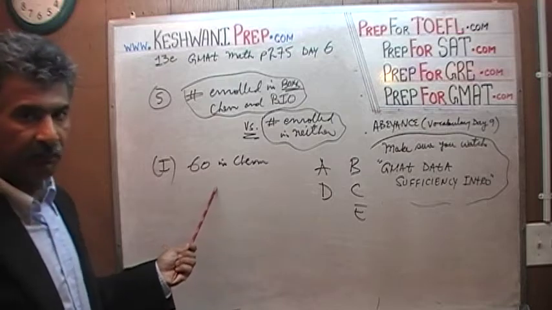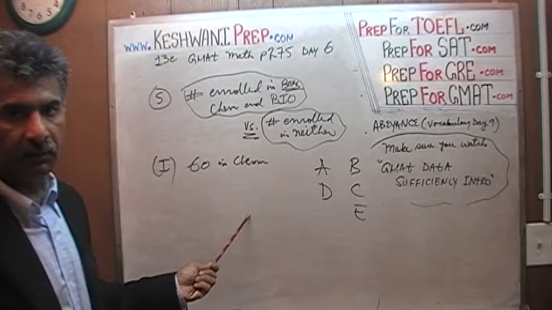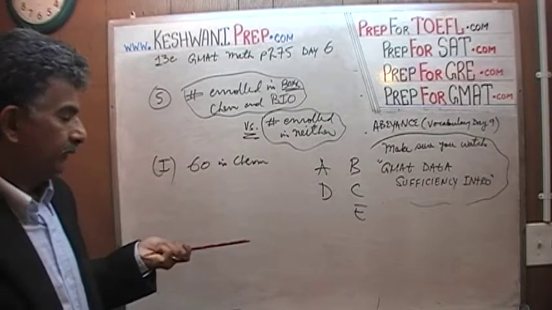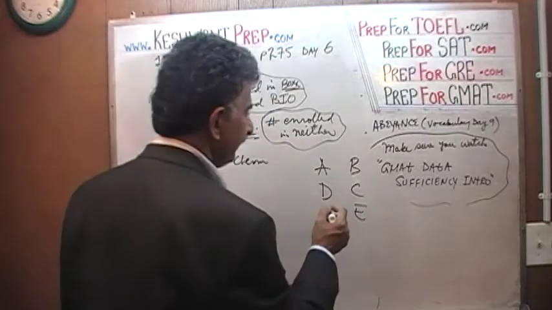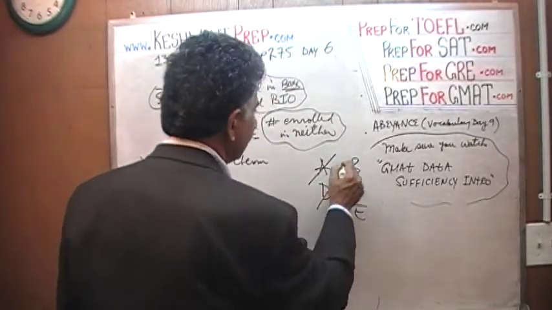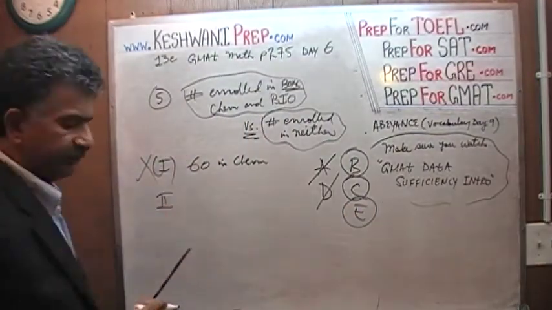We don't know how many are taking biology, we don't know how many of them are taking both, and we do not know how many are taking neither. Statement 1 by itself is not enough, which means the answer cannot be A, it cannot be D. It's got to be either B, C, or E. Let's look at the second statement.